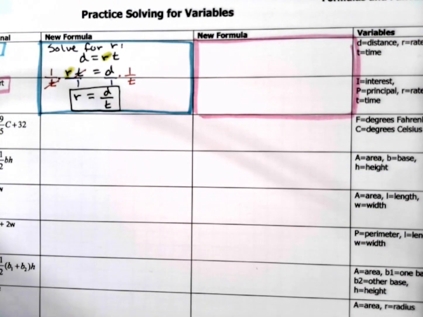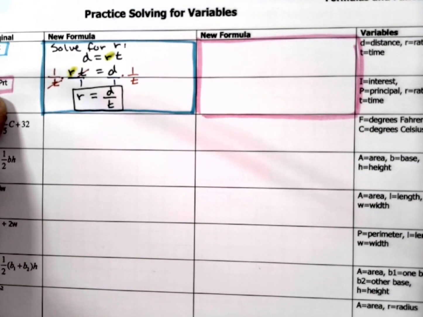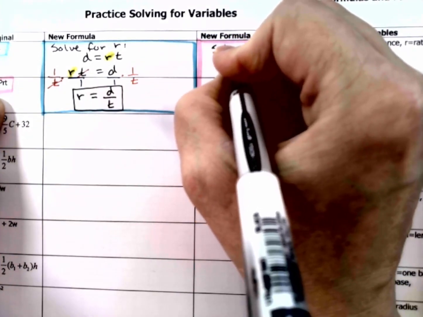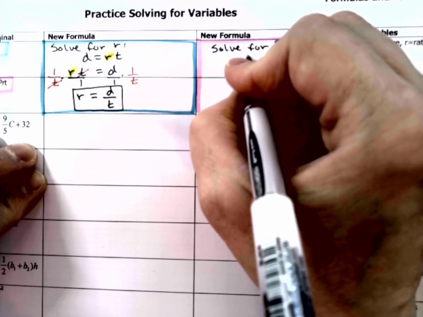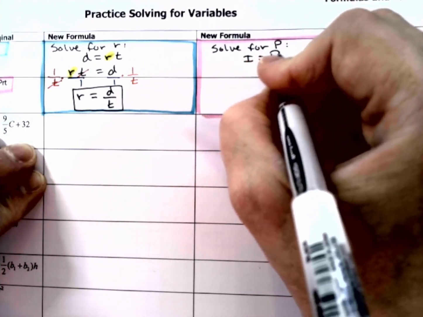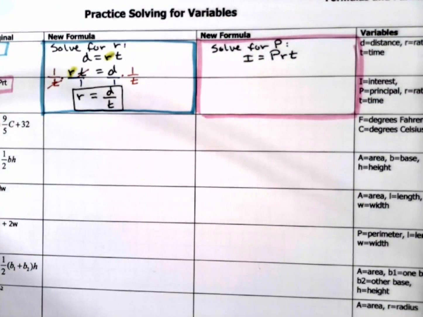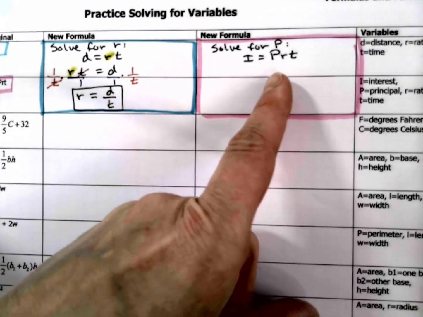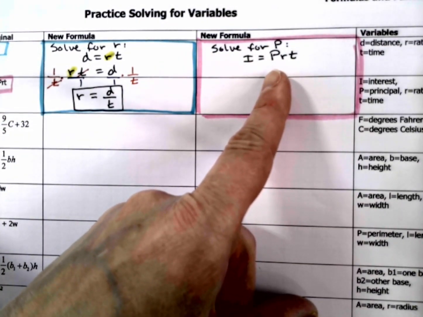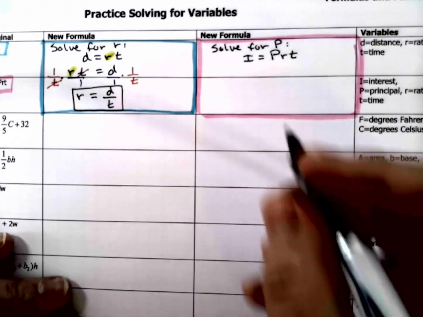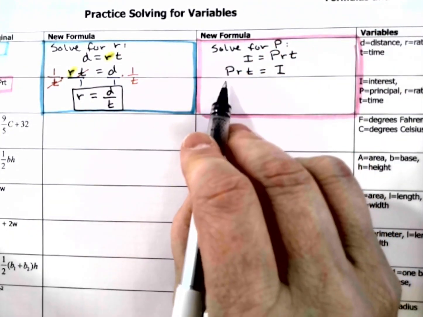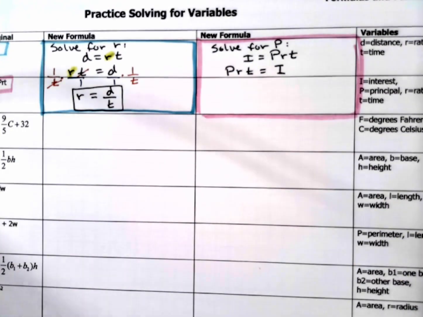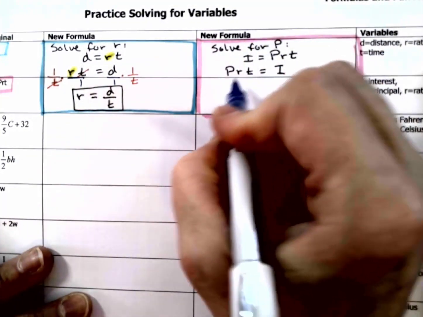Right. So this time we're going to take the simple interest formula, I equals PRT, and we're going to solve for P. Okay, so let's write the formula, I equals PRT. Now, just like the other one, if you want to get P on the left-hand side quickly, just flip-flop the sides. So PRT equals I. Okay, so P is now on the left.